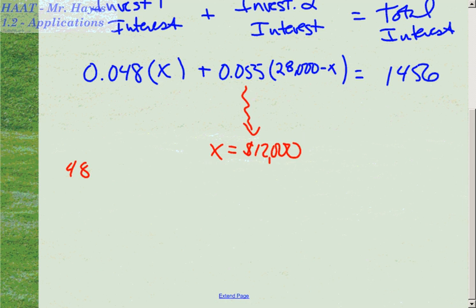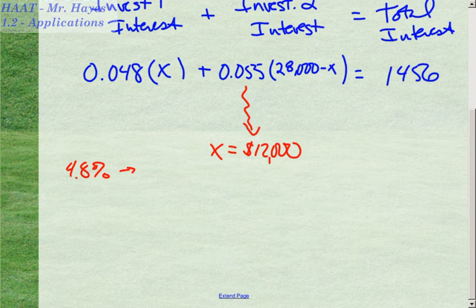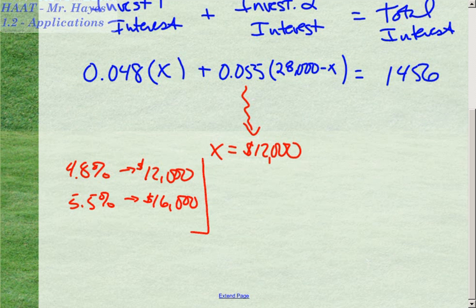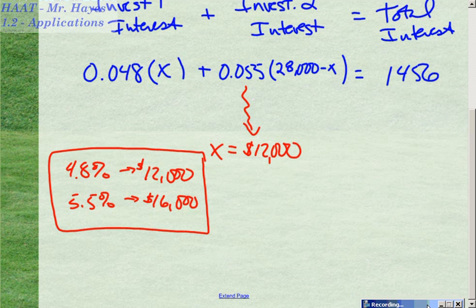So your 2 answers are going to be 4.8% interest, I invested $12,000. 5.5% interest, I got $16,000. That's that. So we'll have some time to work on these in class, but the biggest thing to do with these things is just work the problems and get used to doing them.